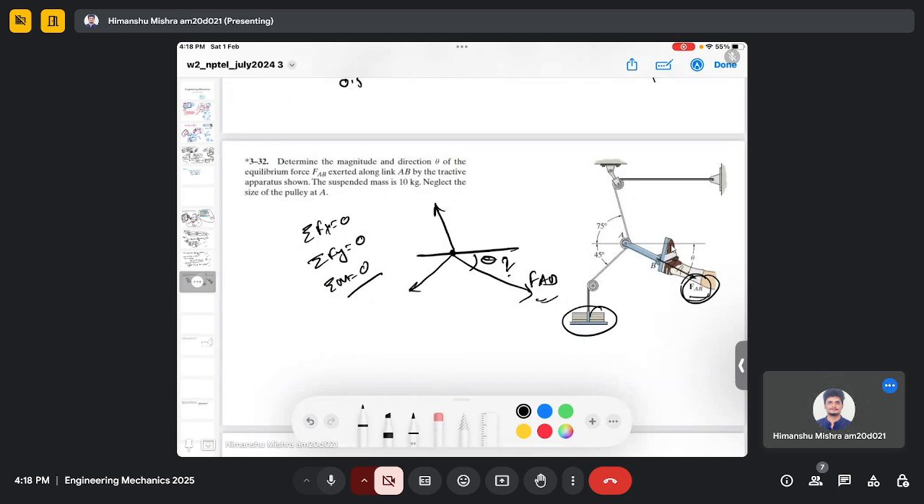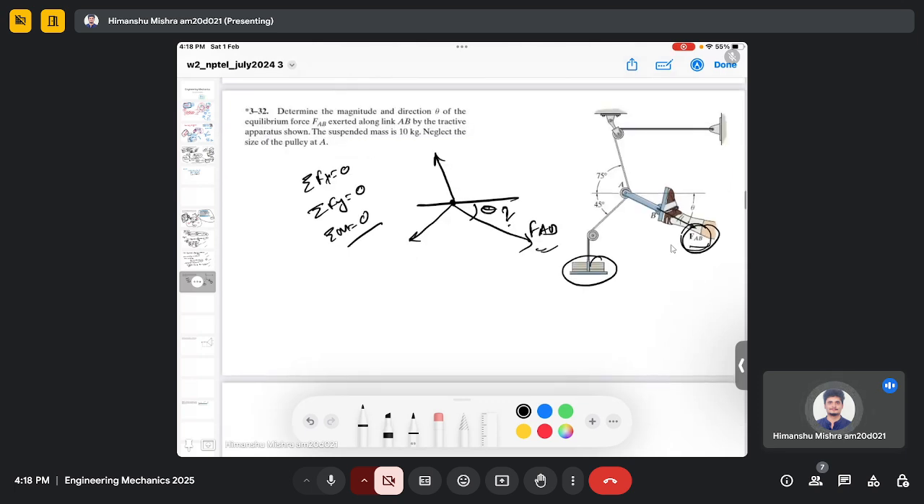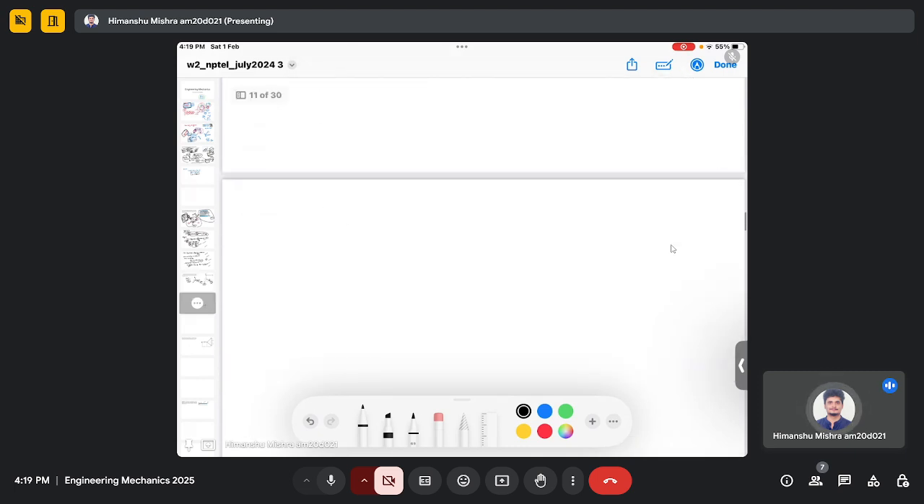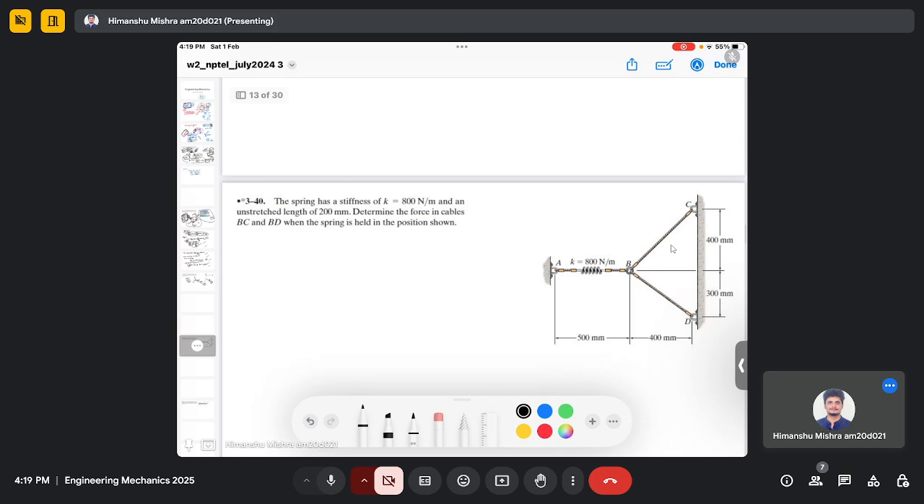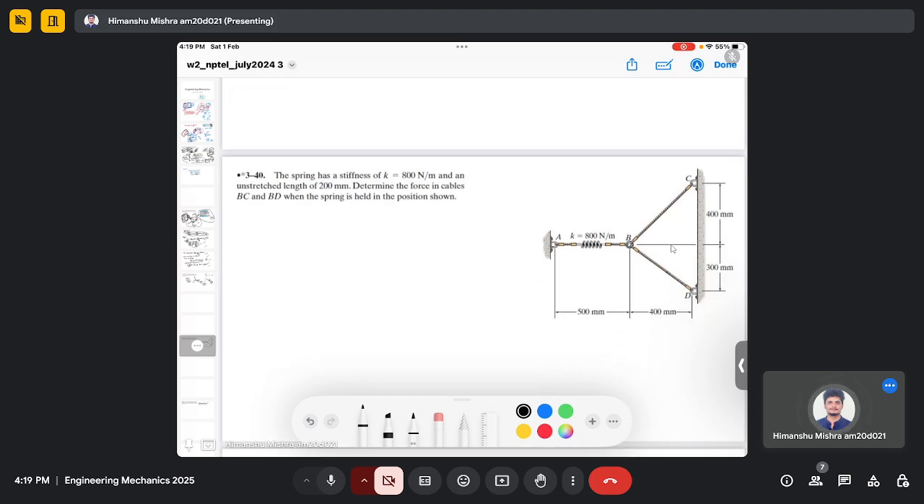This PDF I will upload in the drive, and you can try this problem by yourself. If you cannot solve it by any chance, then we can discuss this problem in the next tutorial. Meanwhile, we can move ahead to problem number 4.